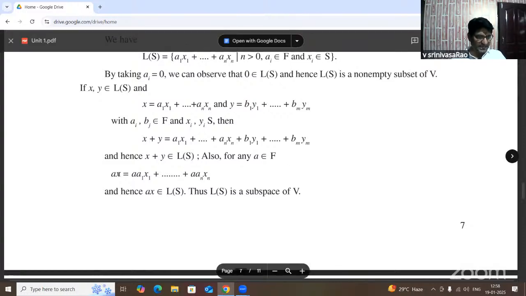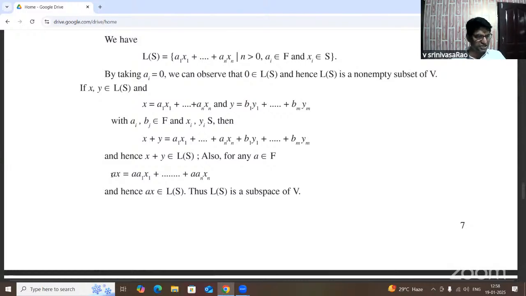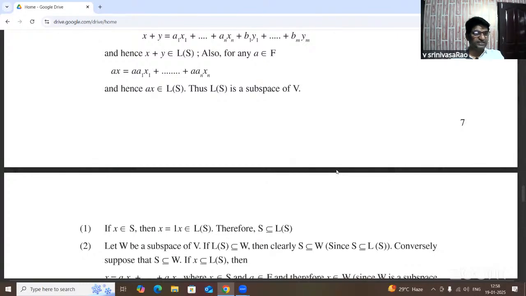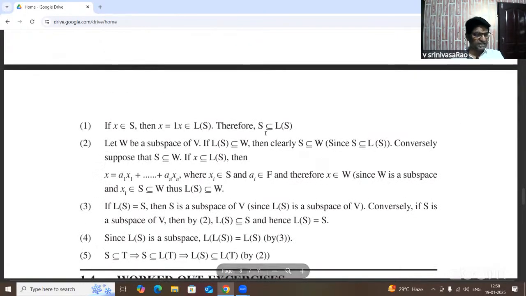At the same time, what is scalar multiplication? Ax, where x can be written as a1 x1, so on an xn, and the combination is multiplied by a. So a a1 x1, a a2 x2, so on a an xn. This is scalar multiplication. So finally ax also belongs to L of S. Because L of S is a subspace of V, the first condition is satisfied.